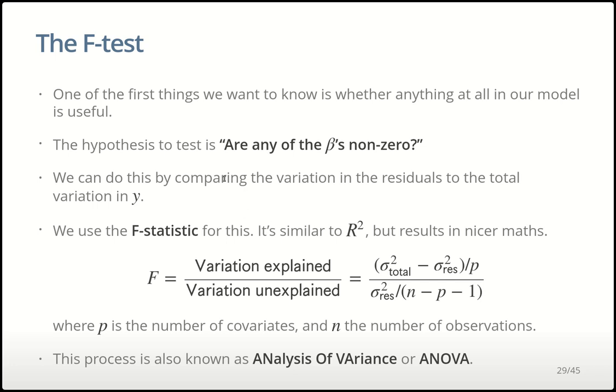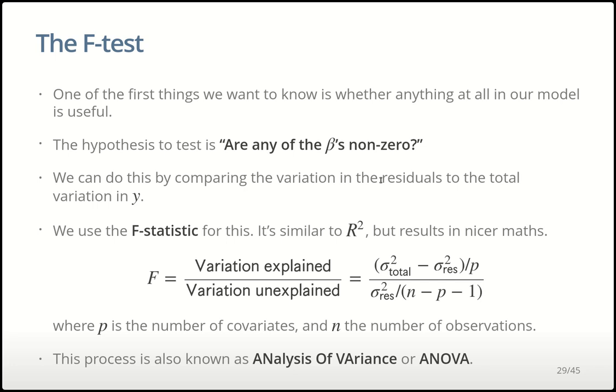So the hypothesis under test are any of the betas non-zero, right? So are any of the coefficients non-zero? If they're all zero, or if they all could be zero, they're not different enough from zero to care about, then that's saying that the mean of y is not related to any of the x's, and so our model was useless for predicting the body weight, right?